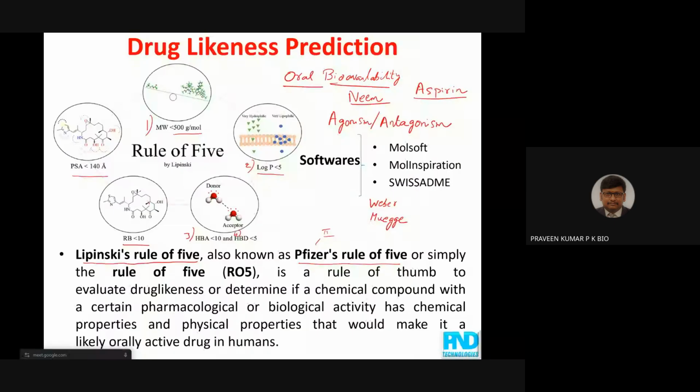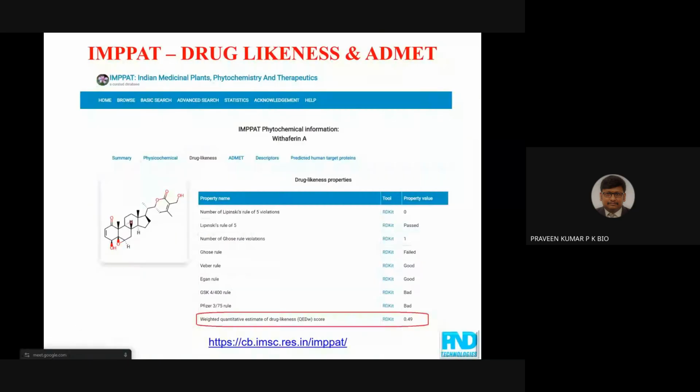If we see the drug likeness filters, we have these four properties, and in the other drug likeness filters, we find the polar surface area and rotational bonds. Now let me go ahead with a few more properties, but before that, I will show you the software: MolSoft, Molinspiration, SwissADME. These are the tools we can use for predicting the drug likeness.